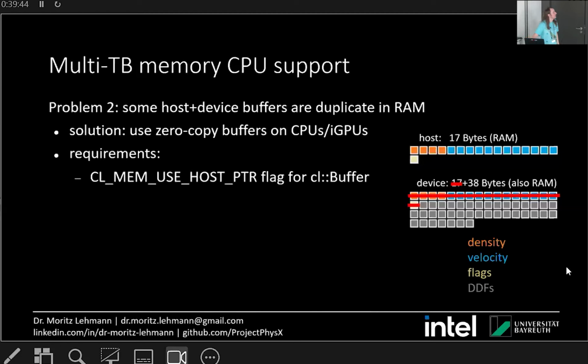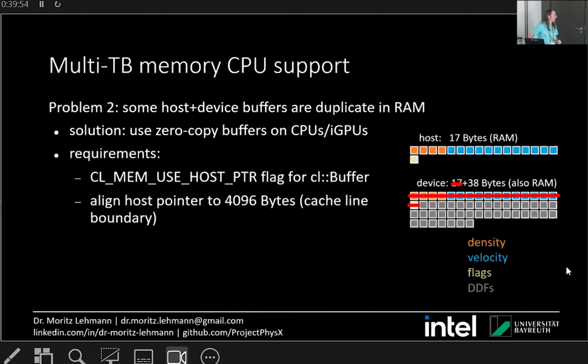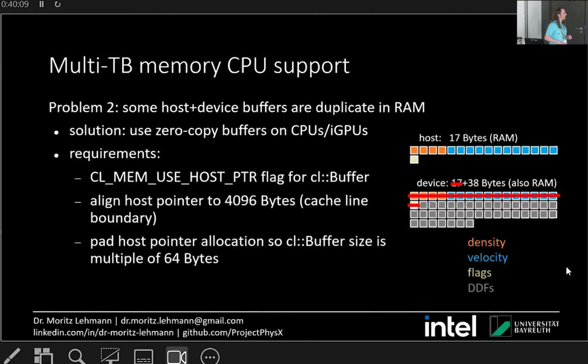It has 3 requirements. The first one is that in the CL buffer creation, you pass the CL_MEM_USE_HOST_PTR flag. The second and less obvious requirement is that the host pointer has to be aligned to 4096 bytes. You can't just use any random pointer to memory. It has to be aligned to the cache line boundary. And the host pointer allocation also needs to be padded to be a multiple of 64 bytes to be passed to the CL buffer constructor.